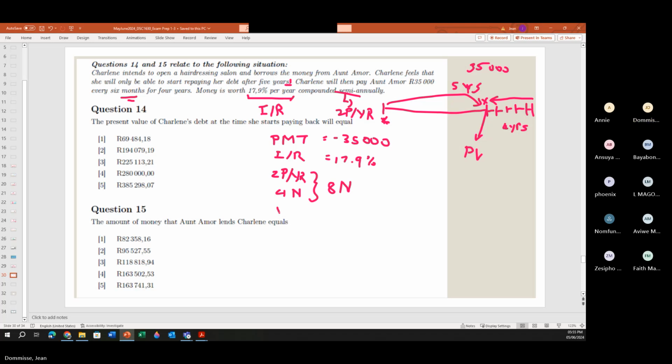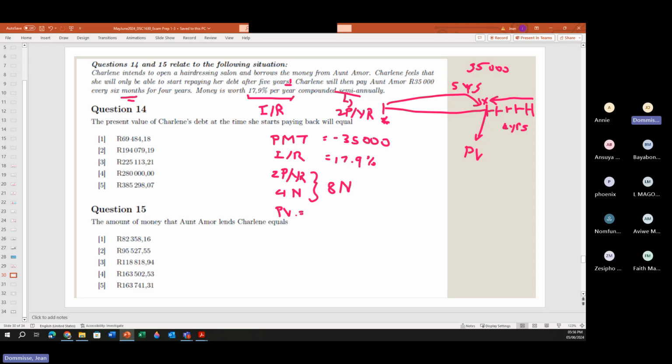Okay, so we want to find out what that present value is. So on the calculator, I see I still got begin on my calculator from last time. So we've got 35,000 PMT, got 17.9 interest. We got 2 times per year. We've got it for 4 years, so it is 8 periods.